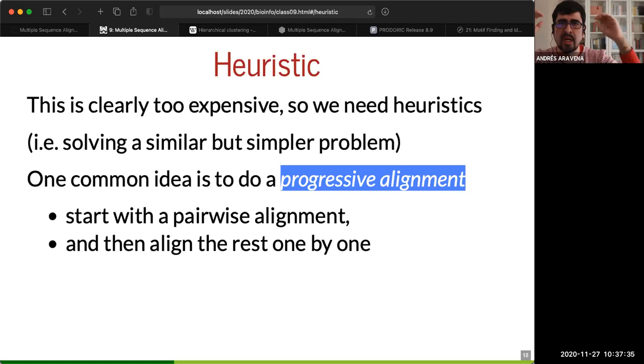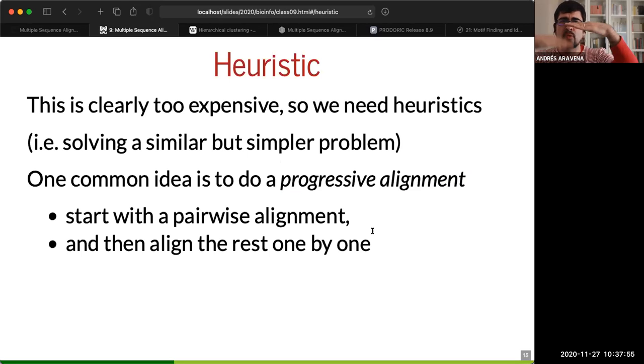When you have them, you add a new one, and you somehow try to put the gaps. Comparing with these two, you need to find a score of aligning three things, and then you put a number 4 and number 5. So this is the basic idea. You start with 2 and you add one by one until you get a bigger one.